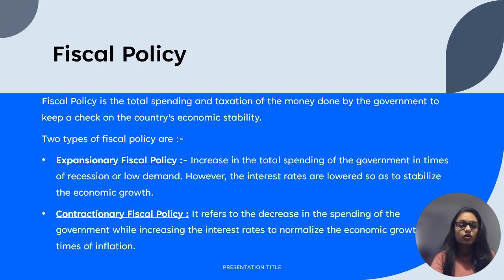The second one is the contractionary fiscal policy. It basically refers to a decrease in government spending while increasing the interest rate so as to stabilize the economy in terms of any inflation.